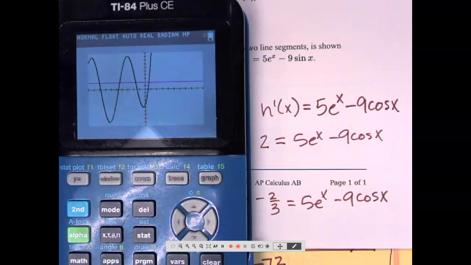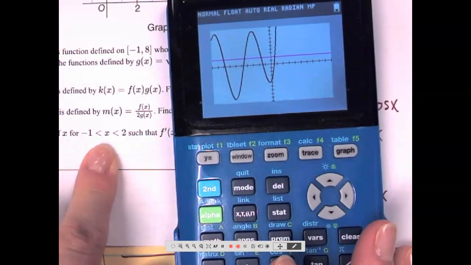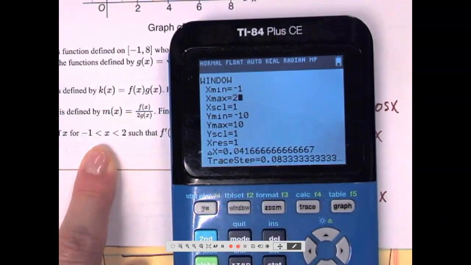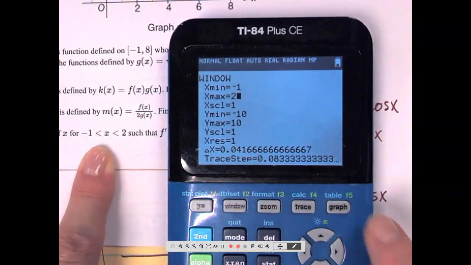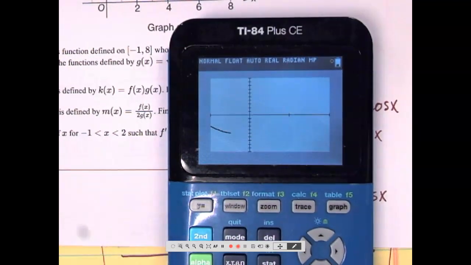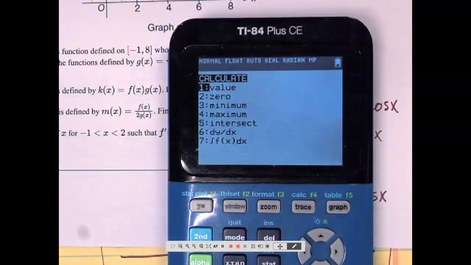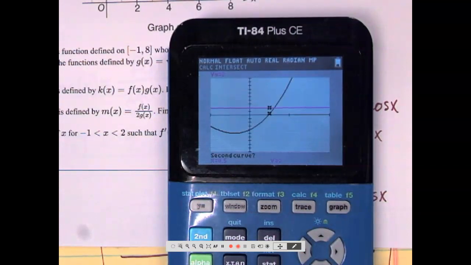All right, so you just do the first one that's in between negative 1 and 2. This is what I'm going to do because I only need between -1 and 2. I'm going to set my window to go from -1 to 2 so that I don't pick up any points I don't need. So it's going to be a little narrow window of what we just saw. That's all that I'm interested in. So they intersect at one point. How do I find that point? Second trace, calculate, intersect, 1, 2, 3. That's one solution.